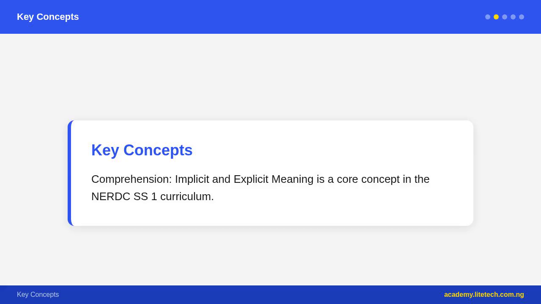2. Identification of supporting details. Supporting details are facts, examples, or evidence that explain or prove the main idea. Technique: find the main idea first, then identify which sentences provide evidence, examples, reasons, or elaborations.